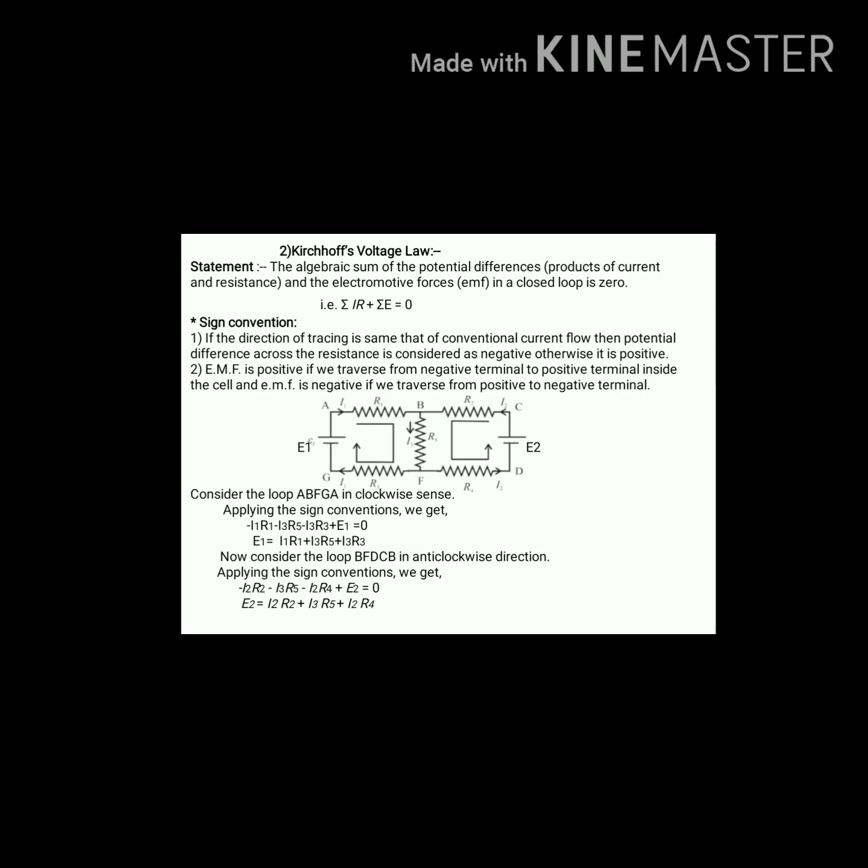Then there are two sign conventions for the potential difference and the electromotive force. First, if the direction of tracing is the same that of the conventional current flow, then potential difference across the resistance is considered as negative, otherwise it is considered as positive. And second, EMF is positive if we traverse from negative terminal to the positive terminal inside the cell, and EMF is negative if we traverse from positive to negative terminal.